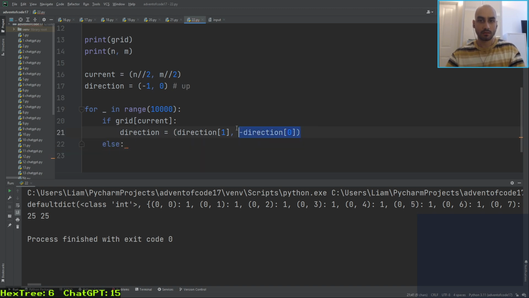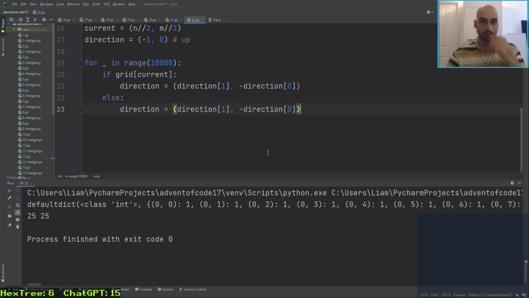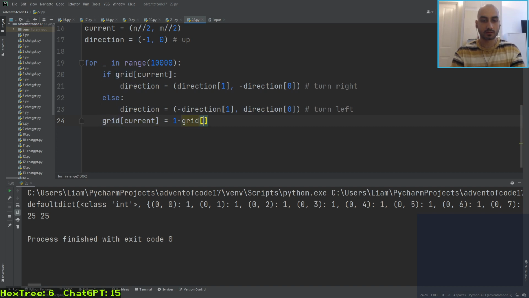Else, it's the other way around. So you do minus, plus. That's turn left. So change the facing, now what? If the current node is clean, okay, we invert whatever the current node is. So we say grid current equals 1 minus grid current.